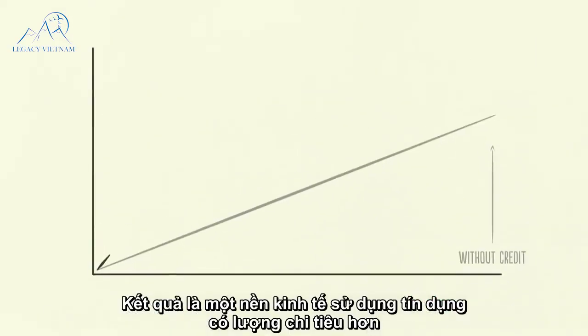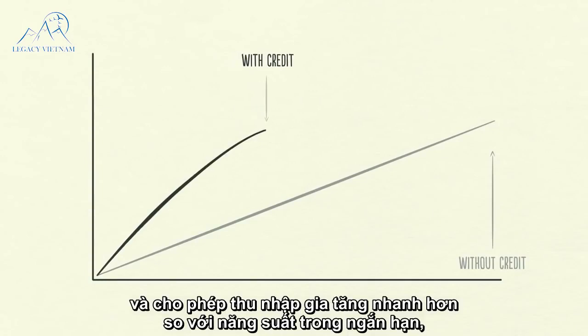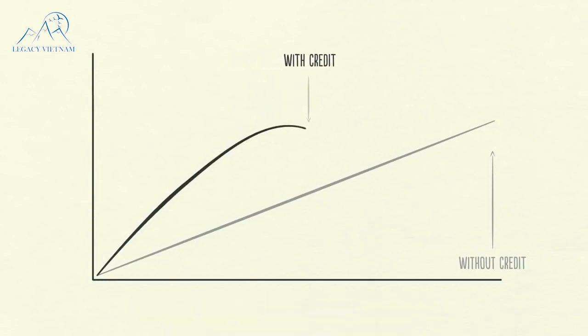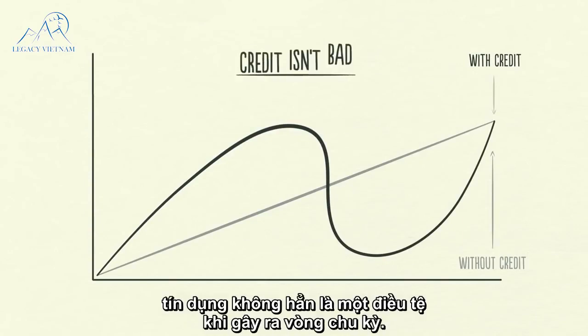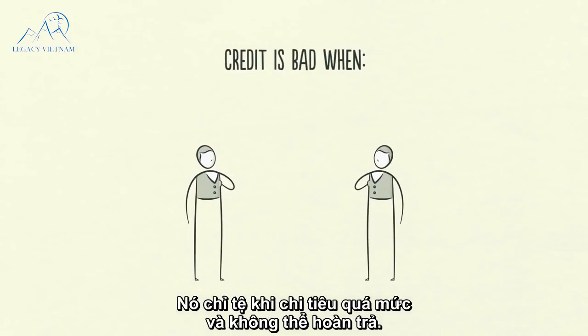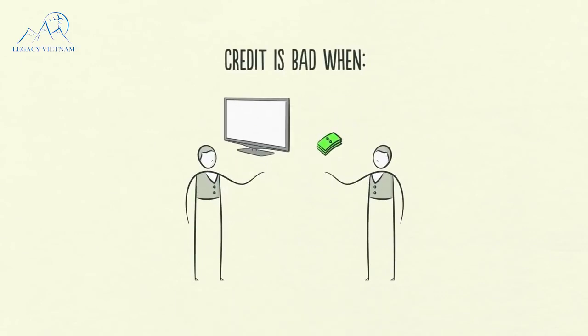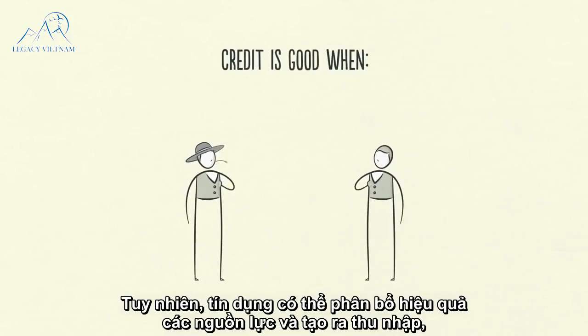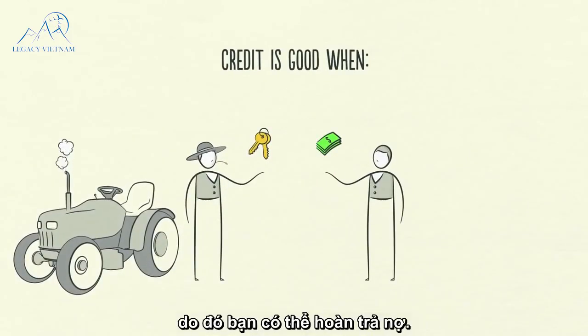As a result, an economy with credit has more spending and allows incomes to rise faster than productivity over the short run, but not over the long run. Now, don't get me wrong. Credit isn't necessarily something bad that just causes cycles. It's bad when it finances overconsumption that can't be paid back. However, it's good when it efficiently allocates resources and produces income so you can pay back the debt.